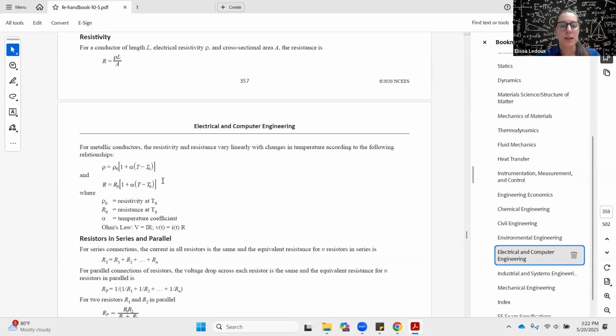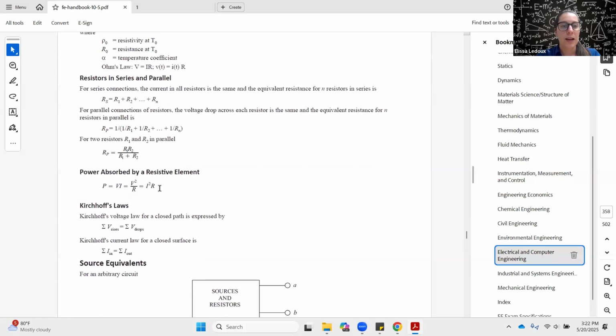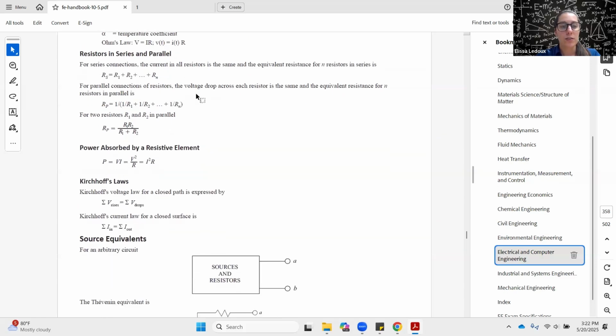So the resistance and resistivity of objects both change with temperature. So that's what these two equations tell us. Definitely know resistors in series or in parallel. So resistors add in series, they add 1 over in parallel. And the power is P equals IV. But obviously because V equals IR, then you can find it 3 different ways.